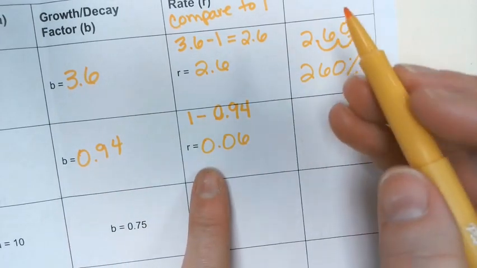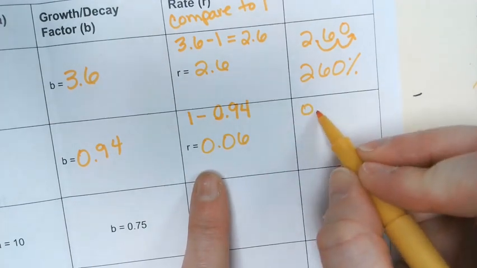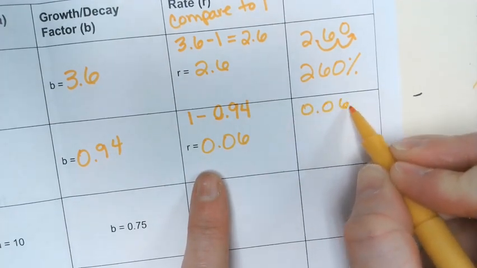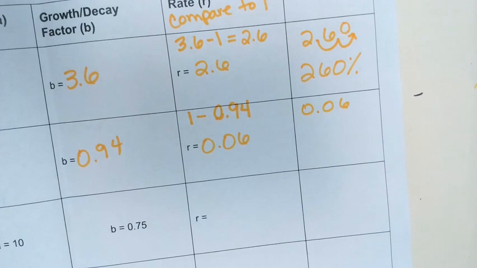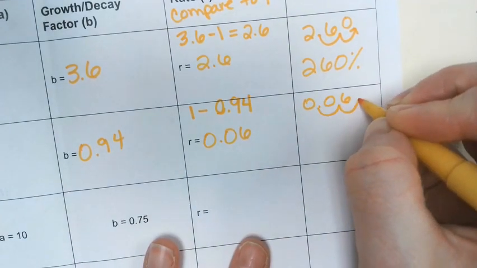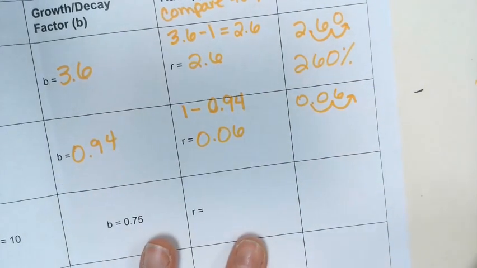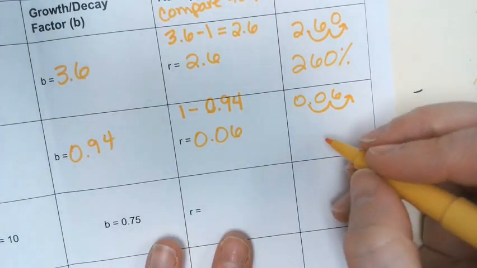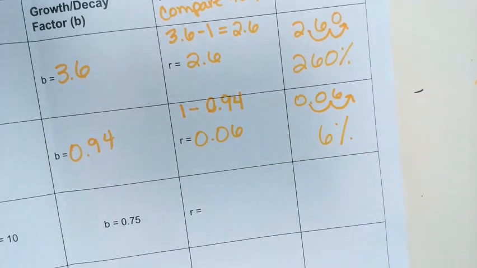So we need to write this as a percent, so write it down. To write a rate as a percent, I need to move my decimal over 2 places. So it's 6%.